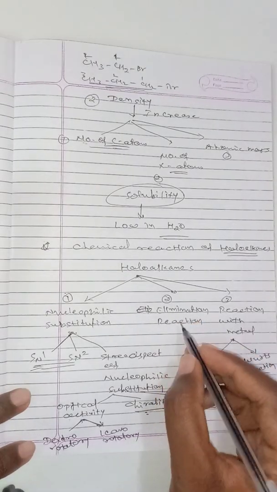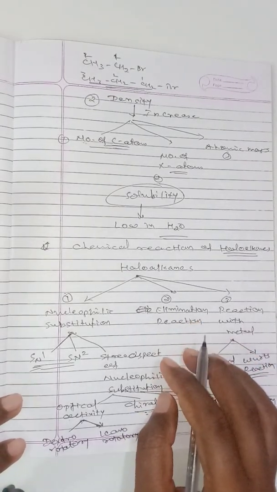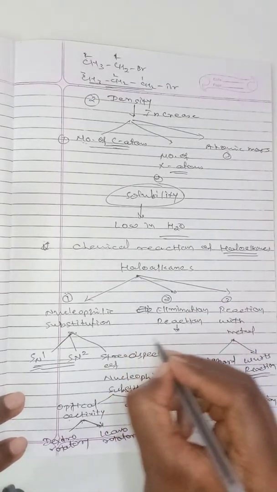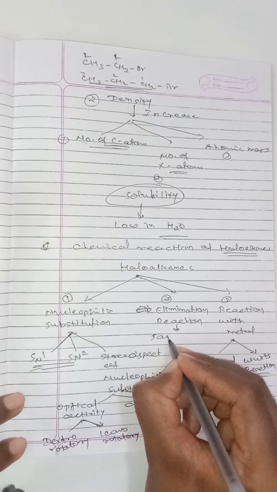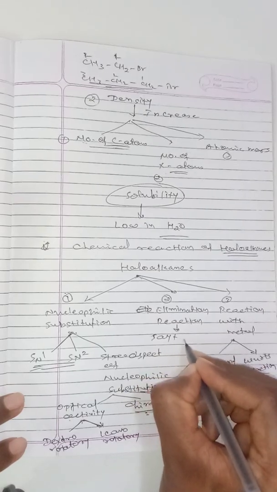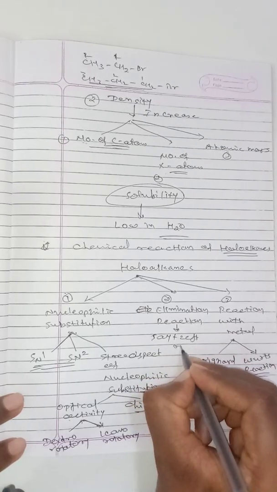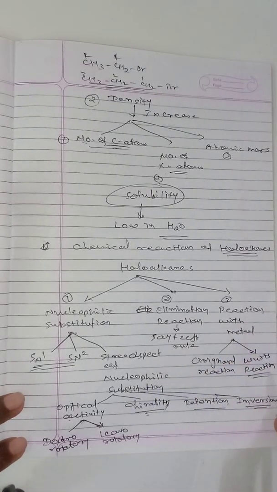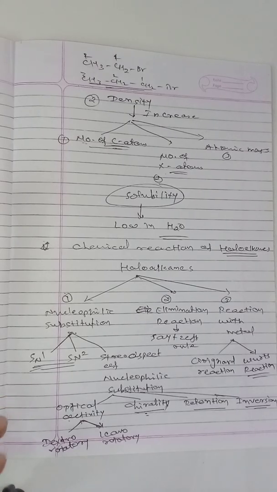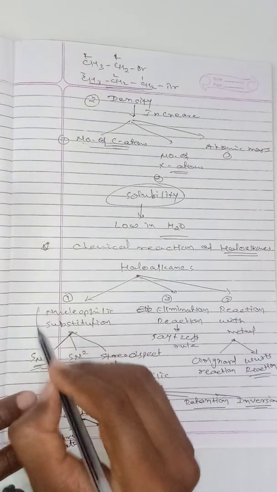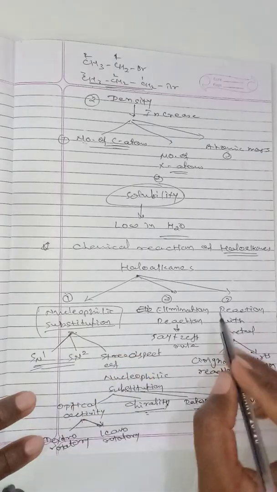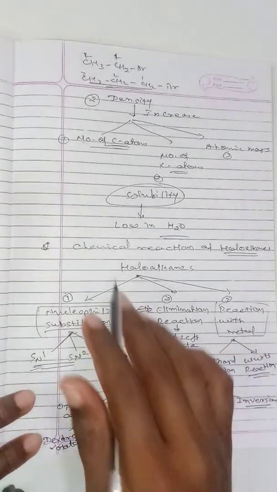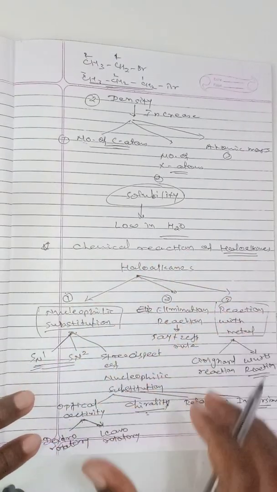For elimination reaction, here we discuss Saytzeff rule. And number 3, reaction with metal. These two reactions, number one, nucleophilic substitution, and reaction with metal are also included in chemical reactions of haloarenes.